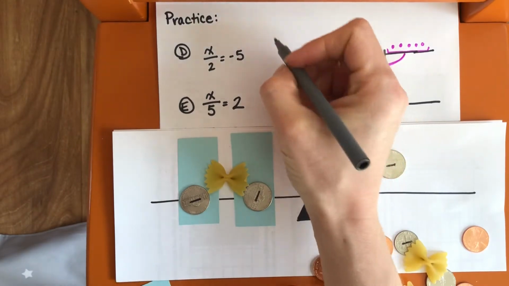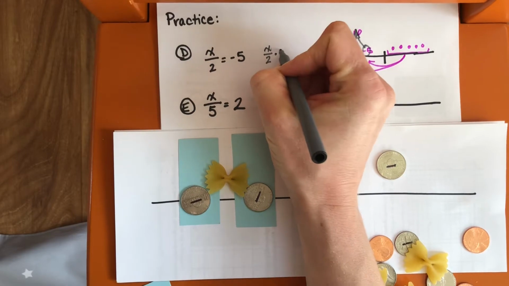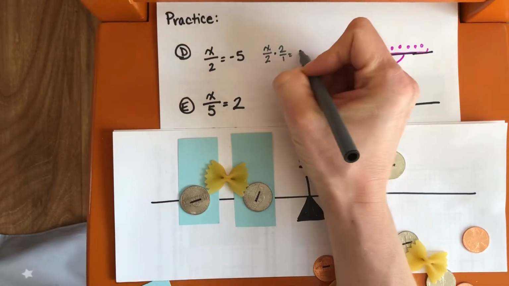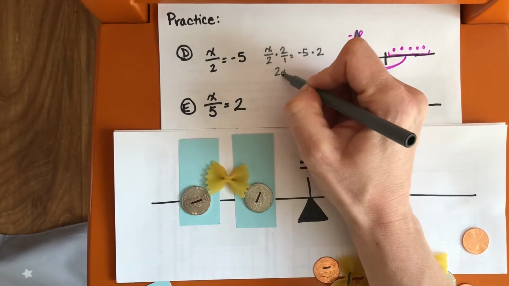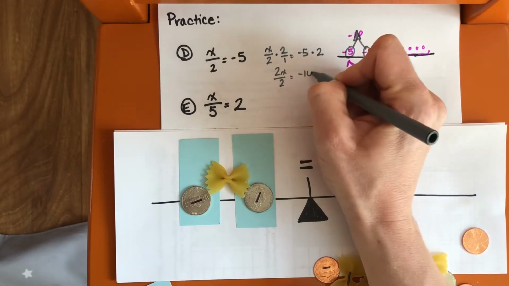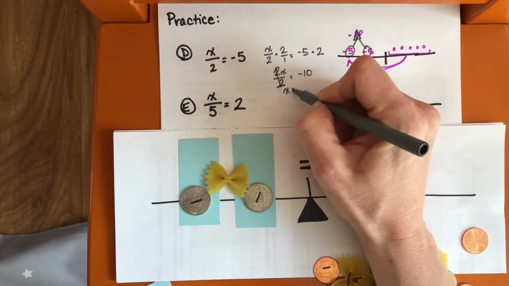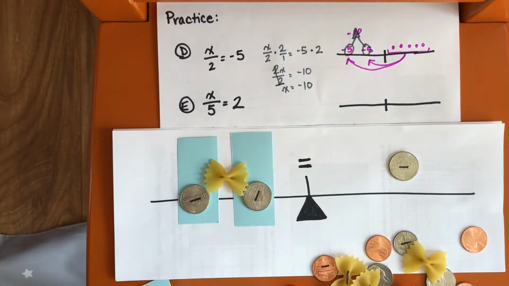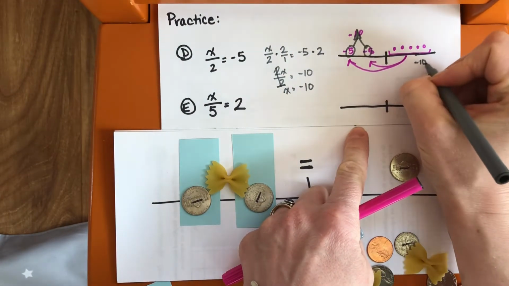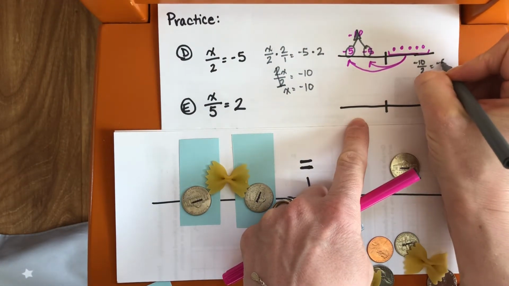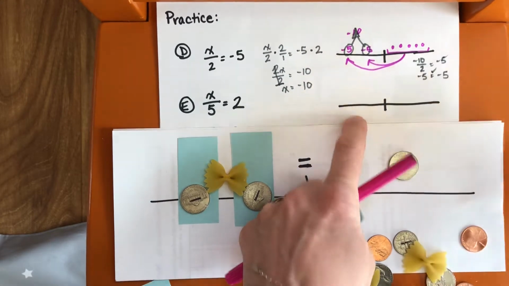Okay, and we can show that with our algorithm. X divided by 2 times 2 is equal to -5 times 2. That gives me 2x over 2 is equal to -10, and 2 divided by 2 is 1, so we have x is equal to -10. We can test out our answer, make sure it's correct by doing a check. -10 divided by 2 is equal to -5, and that is correct. -5 is indeed equal to -5.